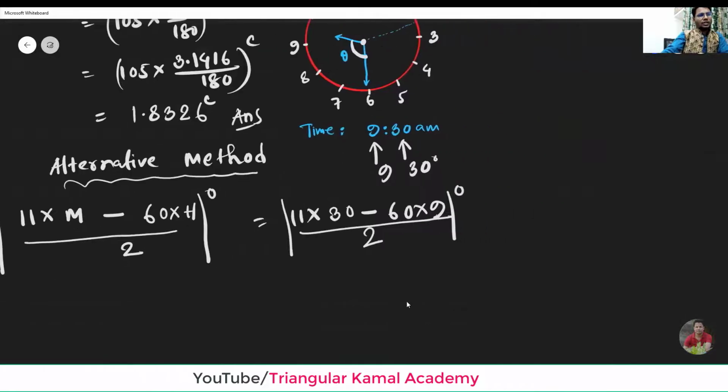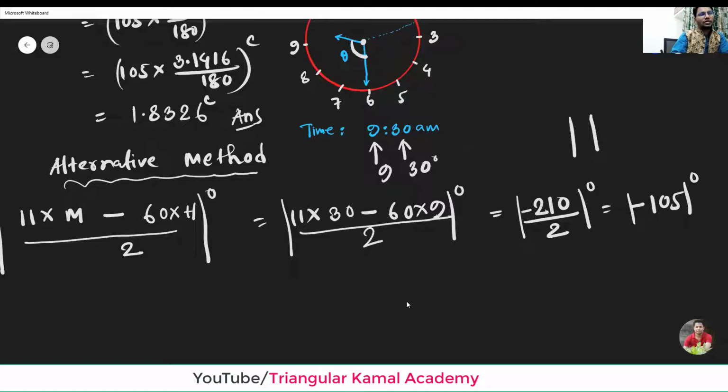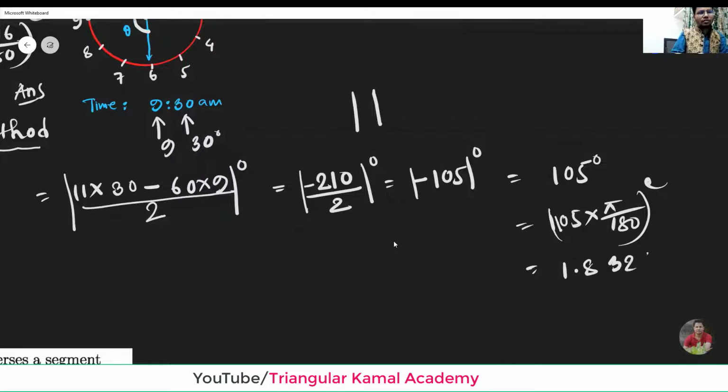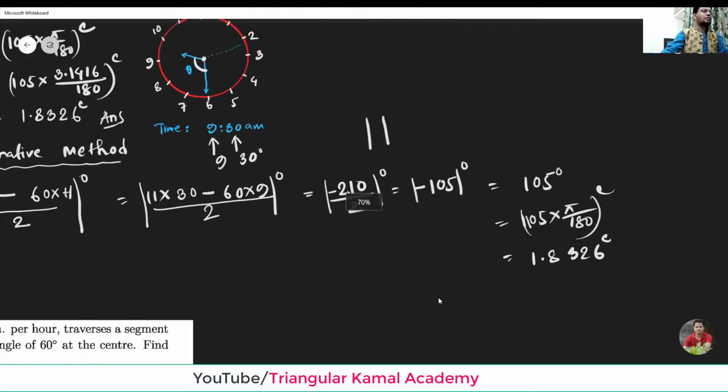So now here the degree. Using calculator, you will get here 210 minus divided by 2, 210 divided by 2 degree. So now here minus 105 degree. So now this symbol basically is called the absolute value. That means always positive. So now skip here negative. So now write here 105 degree. And this is the angle in between minute hand and hour hand at the time of 9:30 a.m. So now convert this answer according to the question requirement, 105 multiply pi by 180, and this is radian. So by using calculator, here you will get 1.8326 radian. So now directly you can apply this formula here.